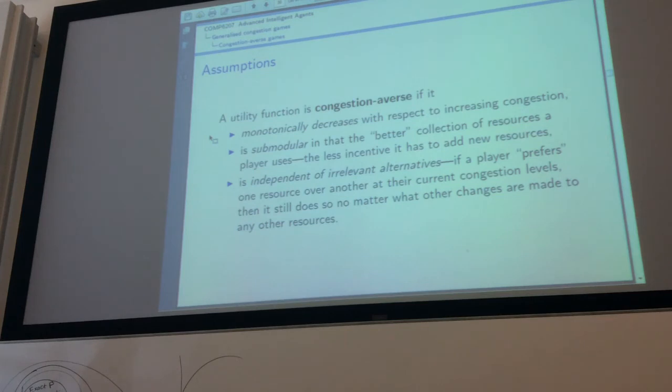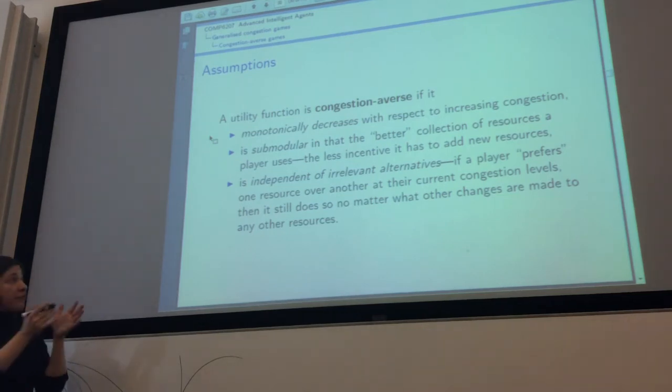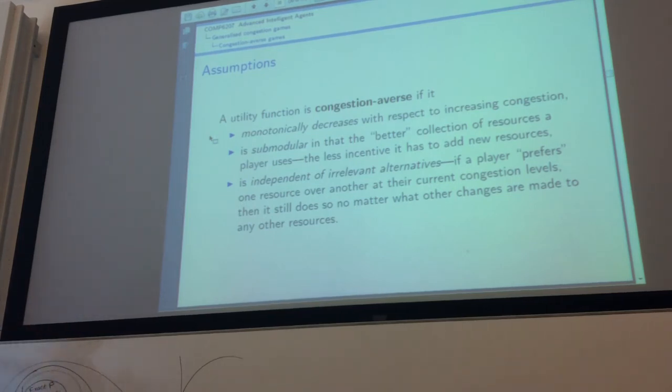And the third assumption is independence of irrelevant alternatives. What does that mean? If I have two resources, and I prefer resource A over B at a given congestion on them, then it doesn't matter what happens on other resources in terms of congestion, how many resources I or other agents use, what's going on over there. My preference between A and B at the same level of congestion on them is the same. So my preference between two resources at a given level of congestion does not depend on irrelevant alternatives, does not depend on what's going on around.